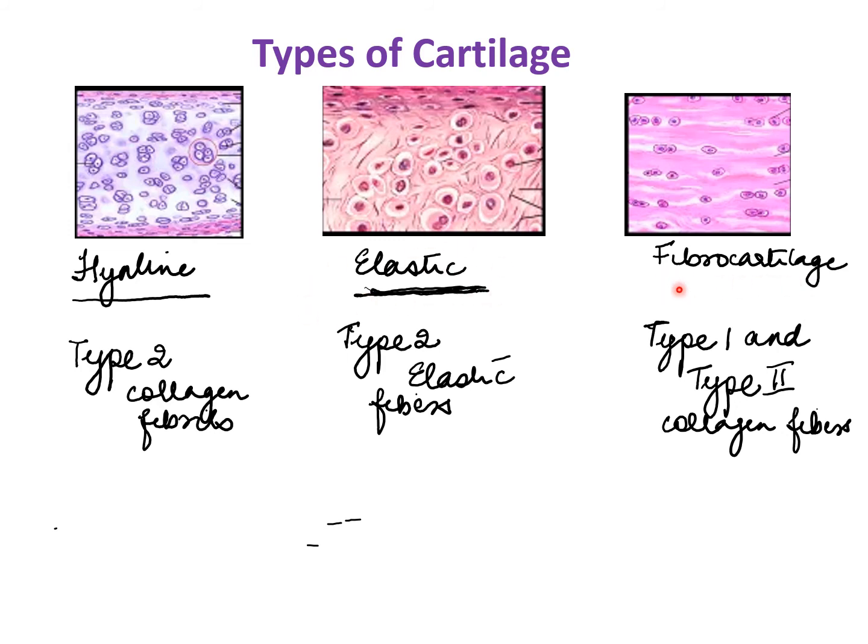In contrast, the fibrocartilage is present. It forms the intervertebral disc, wherever you want to resist deformation under stress. So where is it present? It is present where you want to have the shock absorbing capacity.